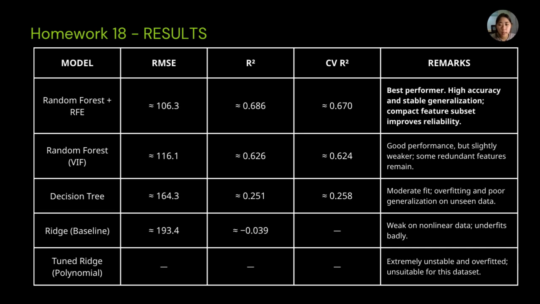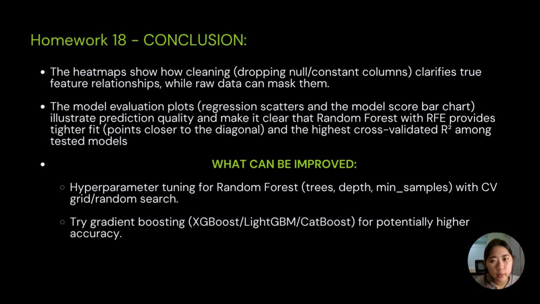Moving on to the decision tree, the Ridge would be the baseline. And in all of the models that I have evaluated, the tuned Ridge, for which I referred to the Kaggle codes, is extremely unstable and overfitted, and I came to the conclusion that it's unsuitable for this dataset. So, in conclusion, the heat maps show how cleaning, like dropping nulls and constant columns, clarifies true feature relationships, while raw data can mask them.